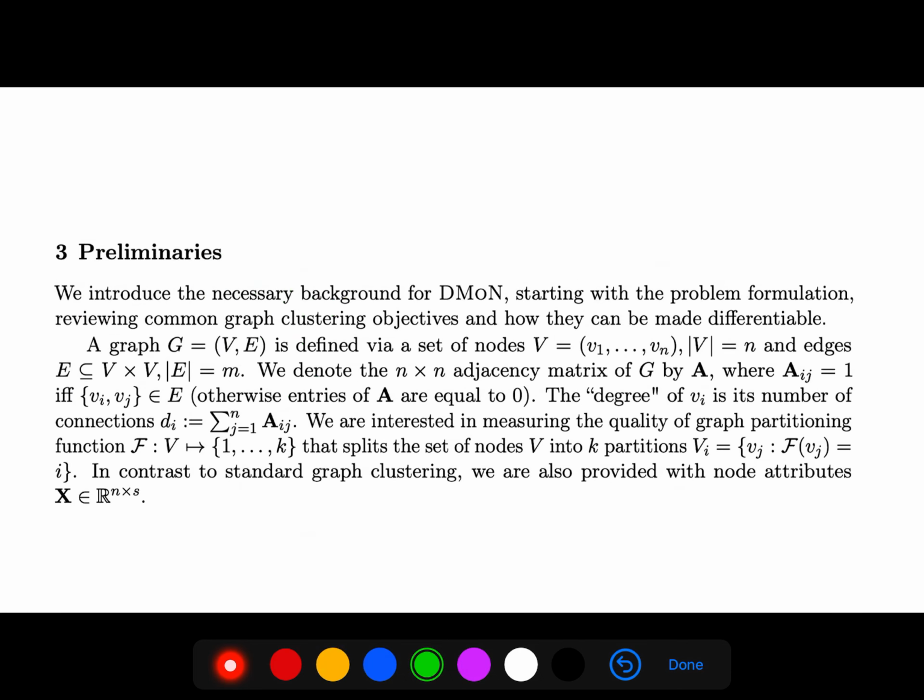So we have a graph of n nodes and m edges, and we are interested in measuring the quality of a graph partitioning F that splits the set of nodes into K partitions. In contrast to standard graph clustering, we are also provided with node attributes. So X is given.